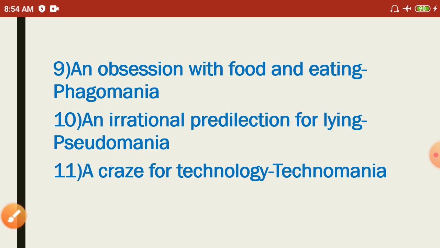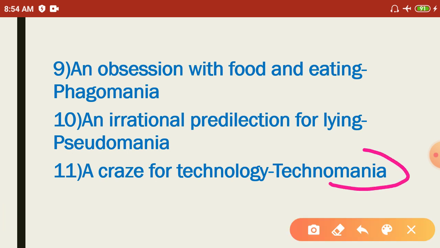Similarly, a craze for technology, this is very easy, technomania. But last year, I think in the Intelligence Bureau exam, a question was asked about a craze for technology, right? The options were given: technomania, technocrat, technology, and none of these. So people were very confused whether it is technomania or technocrat. But if you know that if there is a mental illness, then definitely the suffix must be mania. Because it is something like mental illness, mental weakness, addiction.